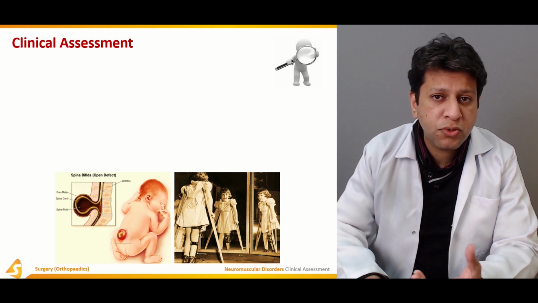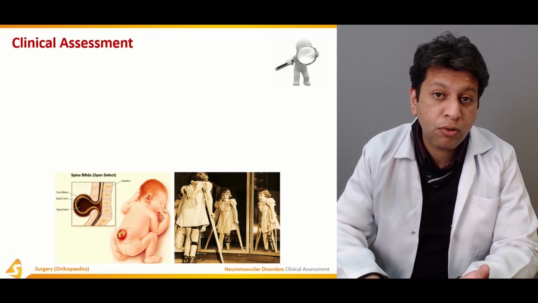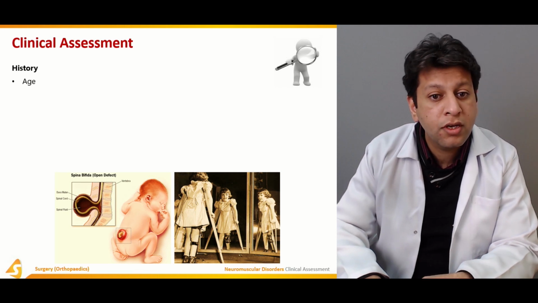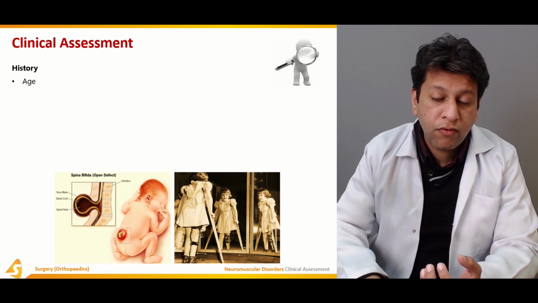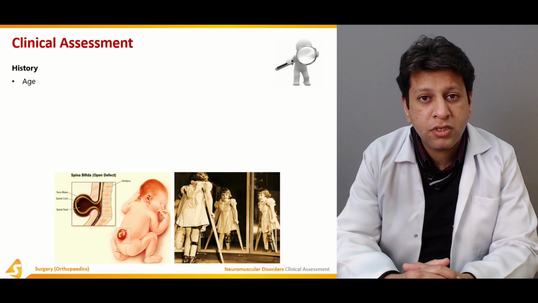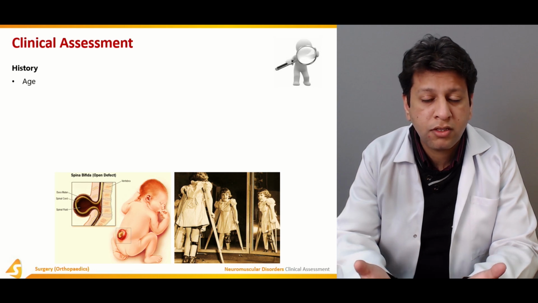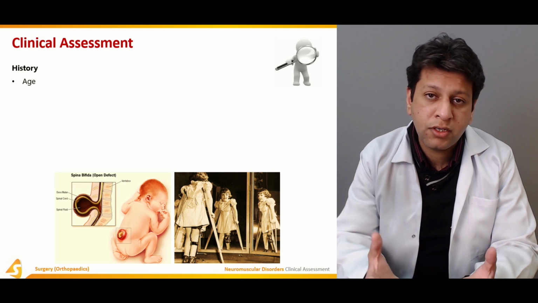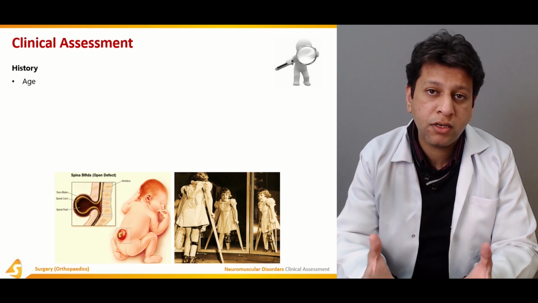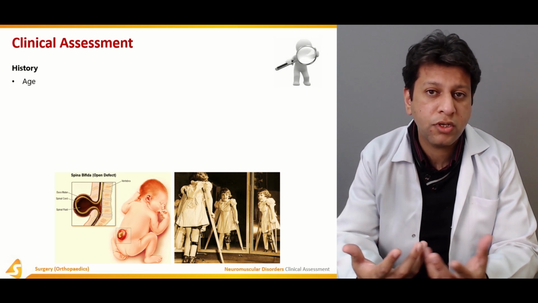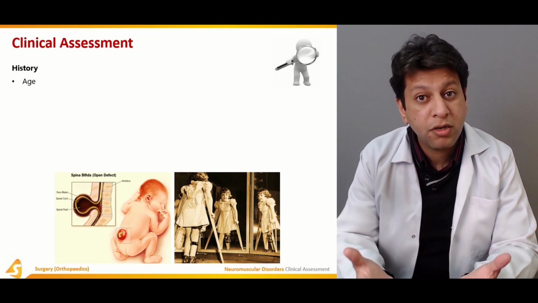So, what is the first thing that points out that probably this patient has some kind of neuromuscular disorder? On history, the first thing is age. For example, if there is a newborn, and the parents bring the child to you and say there is a big ball or a mass behind his or her back, then you should be thinking of meningocele, or even spina bifida.